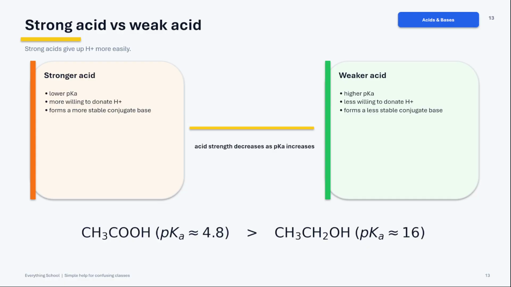Slide 13. Strong acid versus weak acid. Strong acids give up H+ more easily. On the left, stronger acids have lower pKa values, are more willing to donate H+, and form more stable conjugate bases. On the right, weaker acids have higher pKa values, are less willing to donate H+, and form less stable conjugate bases. The slide also says acid strength decreases as pKa increases. That is the pKa trend again. If pKa goes up, acid strength goes down. So when you see a lower pKa number, think stronger acid. When you see a higher pKa number, think weaker acid.